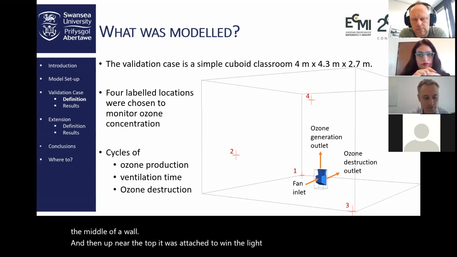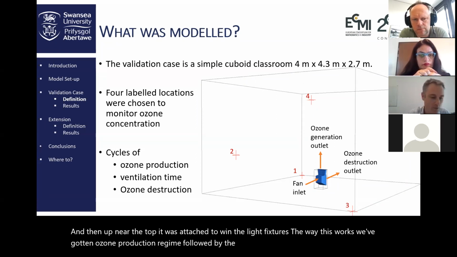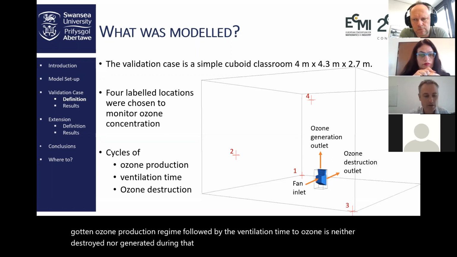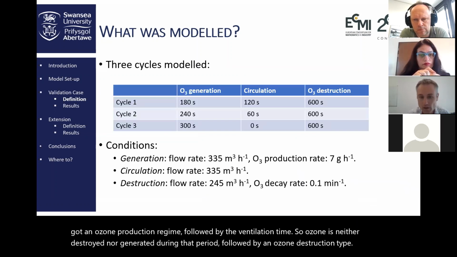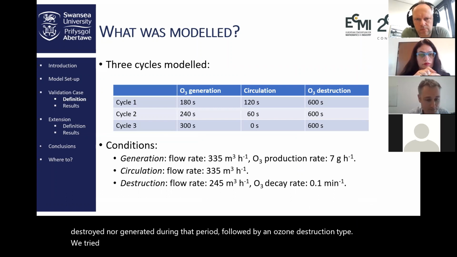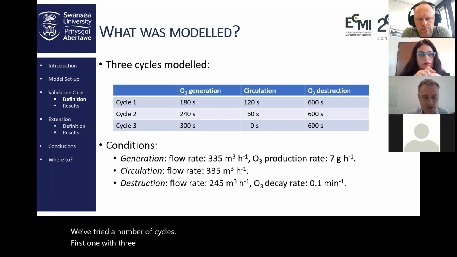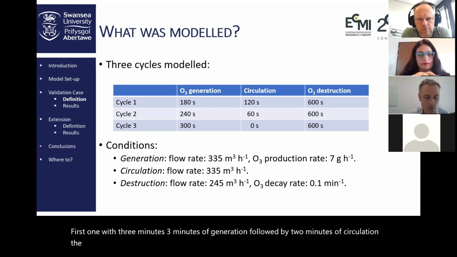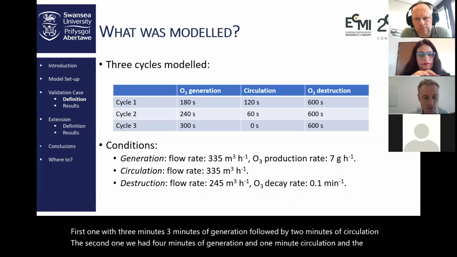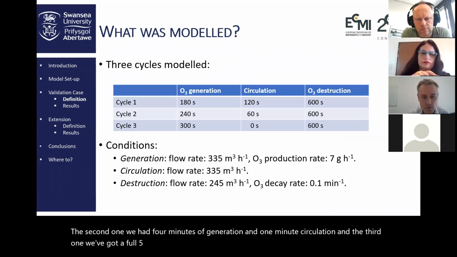The way this works, we've got an ozone production regime followed by the ventilation time. So ozone is neither destroyed nor generated during that period, followed by an ozone destruction time. We've tried a number of cycles. The first one with 3 minutes of generation followed by 2 minutes of circulation. The second one, we had 4 minutes of generation and 1 minute of circulation. And the third one, we've got a full 5 minutes of generation time, no circulation time.